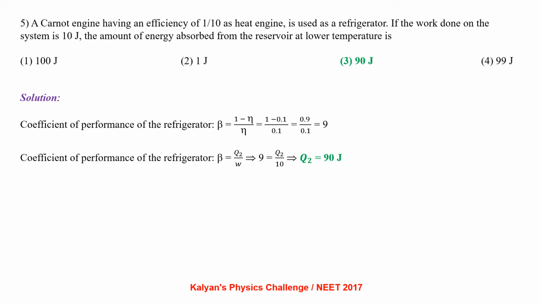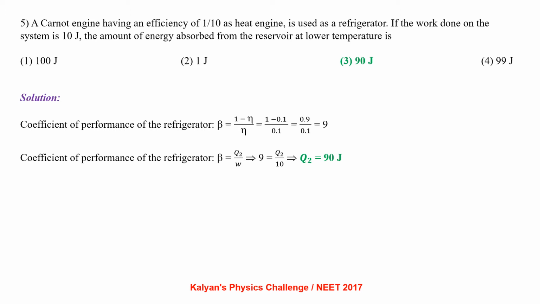Let us say question number 5. A Carnot engine having an efficiency of 1 by 10 as a heat engine is used as a refrigerator. If the work done on the system is 10 joule, the amount of energy absorbed from the reservoir at low temperature is. Here, the Carnot engine has an efficiency of 1 by 10 as a heat engine. From there, let us see the relation between efficiency and coefficient of performance.